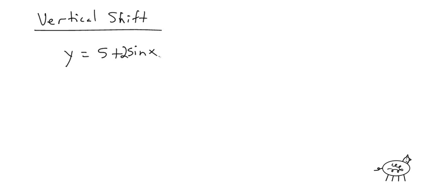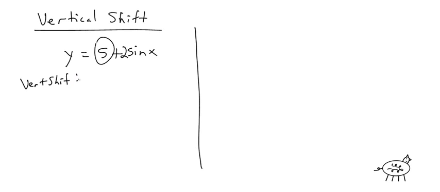Now, the absolute worst mistake you could possibly make is to rewrite this as y equals 7 sine of x. If you do that, you're going back to algebra 1. That's just a horrible mistake to make. So the first thing is our vertical shift is 5. So we can write that down, vertical shift, because I'm asking you a whole bunch of different things here, and this is something new. So vertical shift is 5.